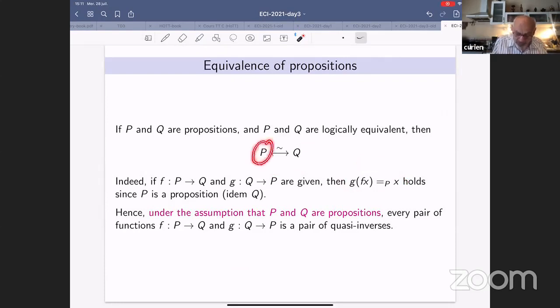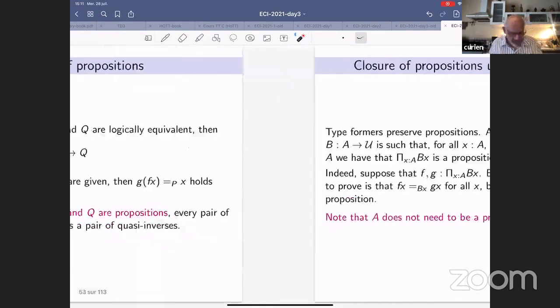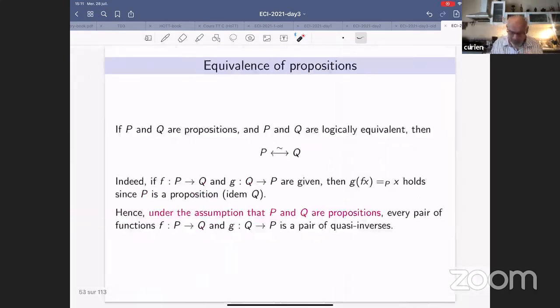But because P is a proposition, this holds for free. Okay, and same thing the other way around. So because P and Q do not have any structure inside, the second part of the equivalence holds trivially. That's the idea. Okay, so this is important because we will make use of it.